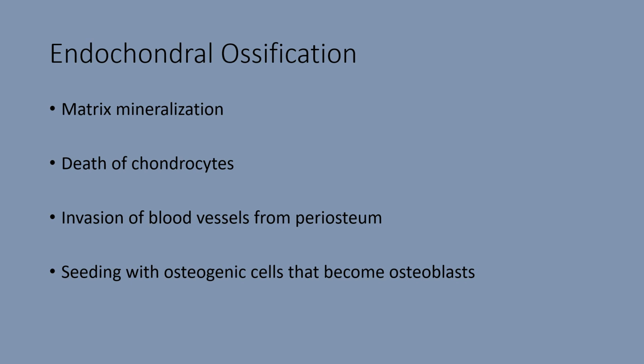The steps that occur are, first, matrix mineralization. It starts to harden. As that happens, your chondrocytes die. Then you have invasion of blood vessels from your periosteum. They extend through there. And the blood vessels bring with them some of your osteogenic cells, which, remember, what do they do? They become your osteoblasts.